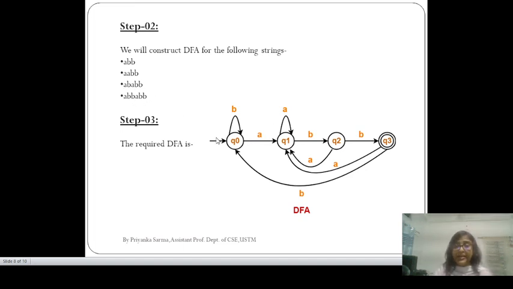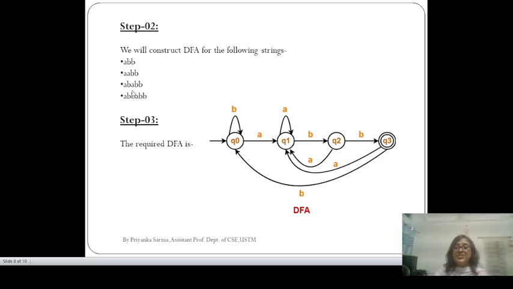So first symbol is A. So Q0 can accept A and can move to its next state Q1. Next symbol is B. So Q1 can accept B and move to its next state. Next symbol is A. So from Q2, we can accept A and move to the Q1 state. Then again B. So Q1 can accept B and move to the next state Q2. And again we need B. So Q2 can accept B and move to the last state Q3. So we can say that this machine can accept the ABABB string.